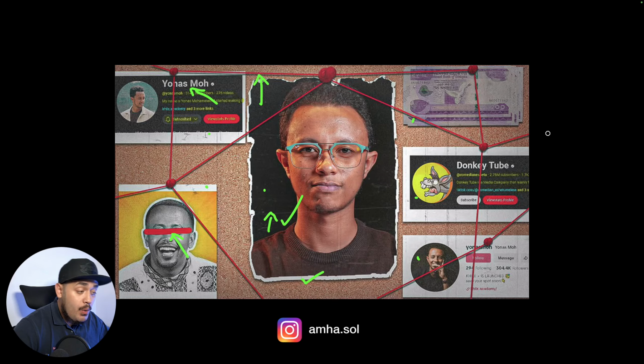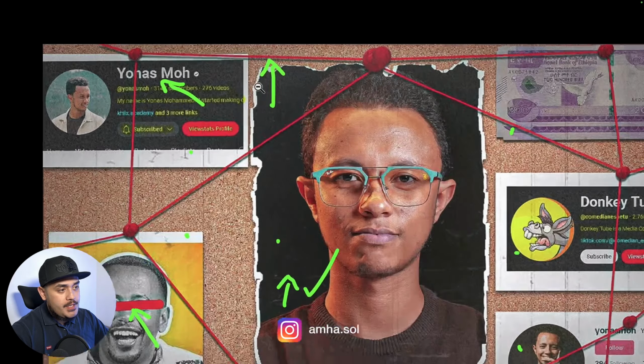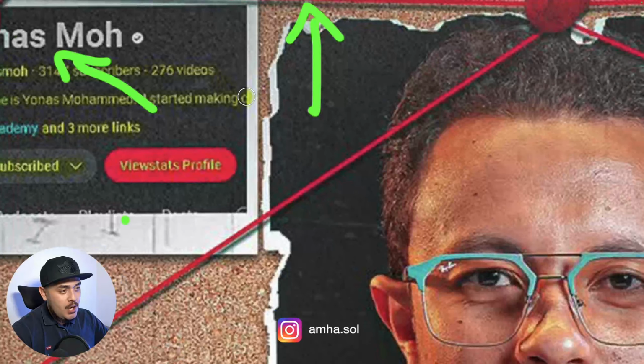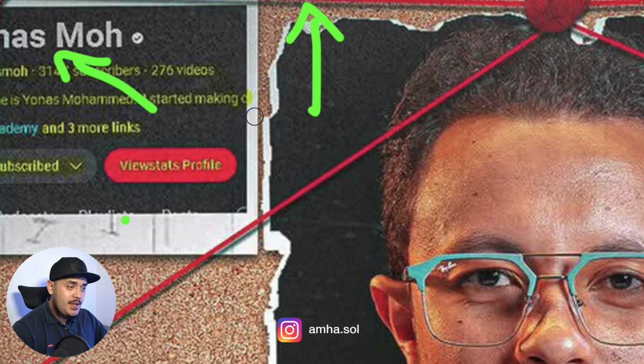Now with this thumbnail, I can't really see any faults. Maybe if we zoom in right here, there is a little bit of this yellow overlapping on the border of the picture. If that's not intentional, then that would be the only fault I would say is in this thumbnail from a design perspective.